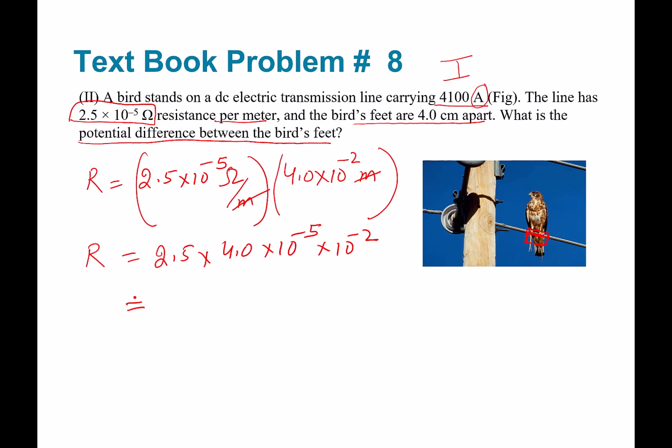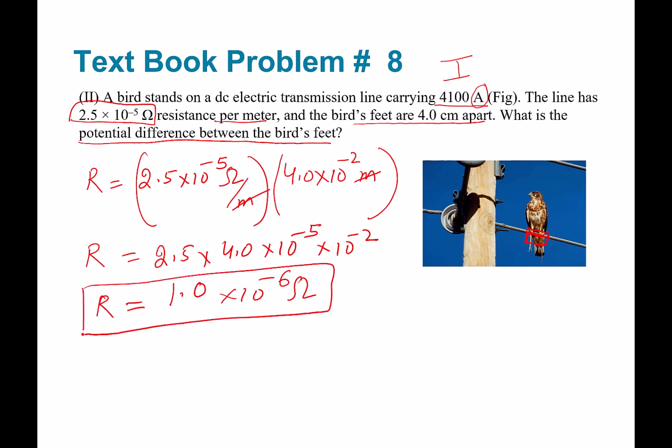When you work on this, you should end up getting 1.0 × 10^-6 ohms as the resistance for that stretch.